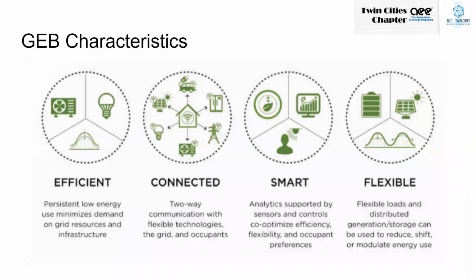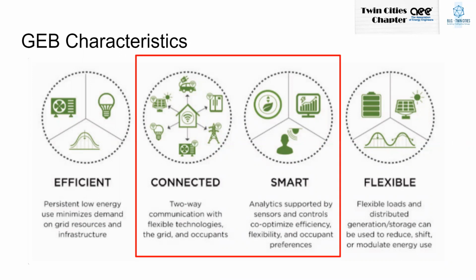So these are the characteristics that describe a grid interactive efficient building. They're efficient, they're connected, they are smart, IoT, and they provide demand flexibility. So basically, we're defining an intelligent building.